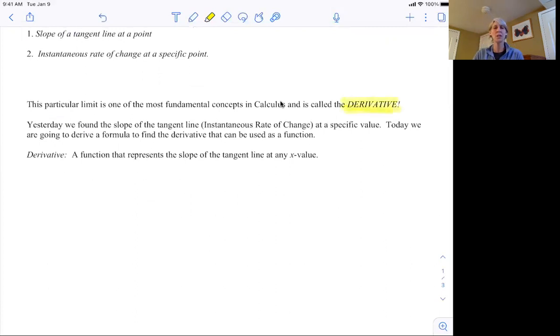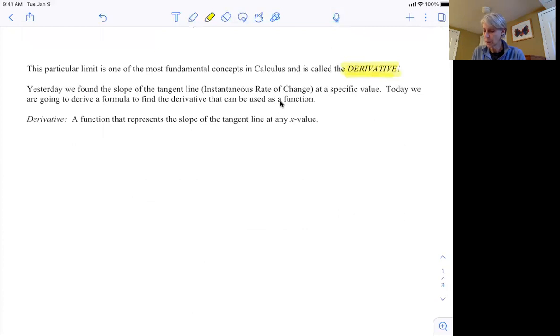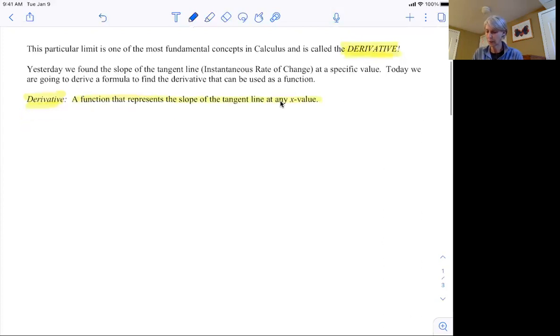Yesterday, we found the slope of the tangent line or the instantaneous rate of change at a specific value. Today, we're going to derive a formula to find that derivative, but then we can use it as a function. So the derivative is a function that represents the slope of the tangent line for any given x value.